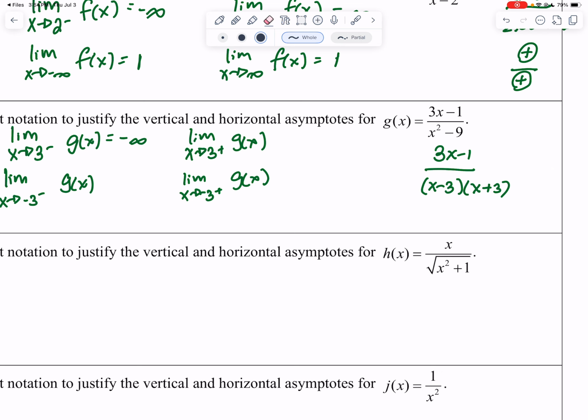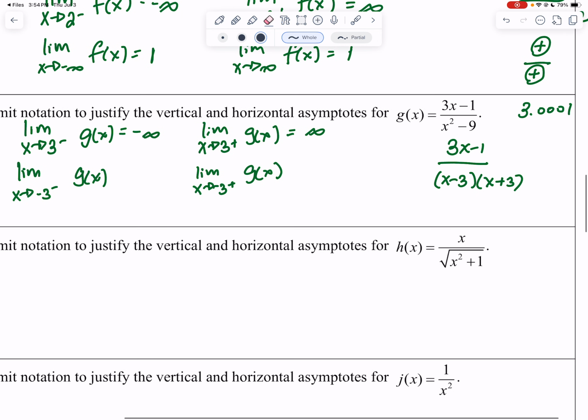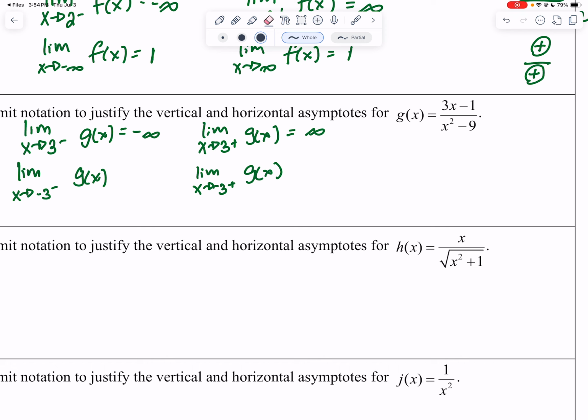If I do 3 from the right, I'm going to pick, let's say, 3.0001. 3 times 3.0001 is going to give me a positive over 3.0001, so that's going to be a positive right here. And this is also going to be a positive, which means that this right here is going to approach positive infinity. All right. For negative 3 from the left, I'm going to pick, let's say, negative 3.001.